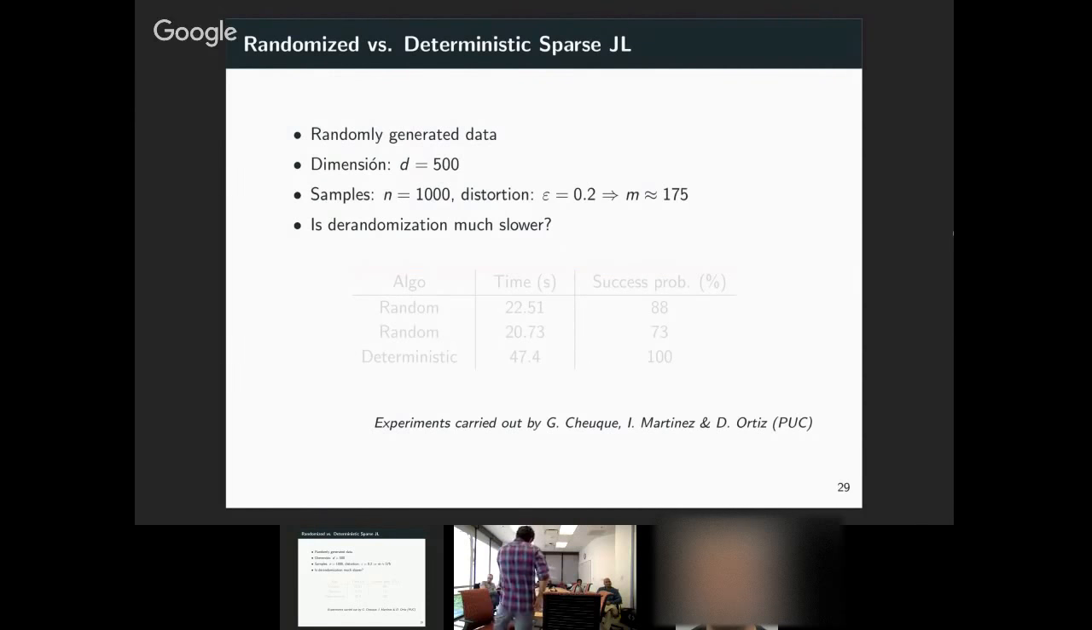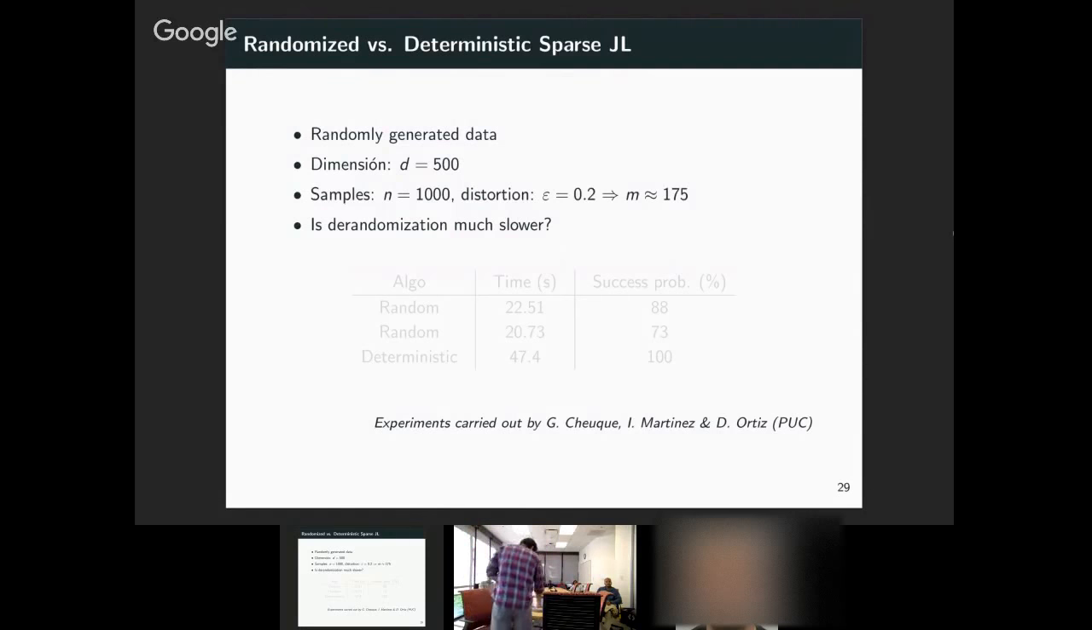So what we do is we get this randomly generated data in dimension 500, and we have 1,000 input vectors. You want to maintain the distortion of those with an epsilon factor, which is 0.2. If you use the JL statement we had before, this roughly tells you that the projection dimension is 175. So one of the questions we were wondering is whether the randomization is much slower.